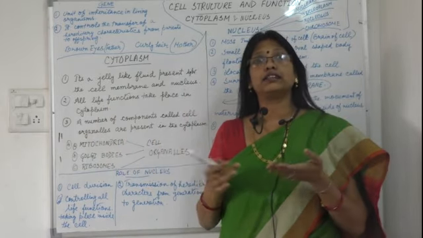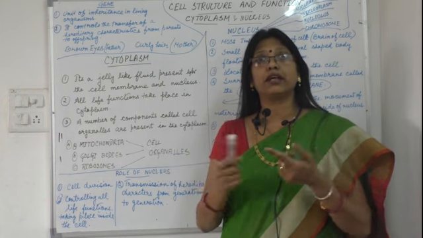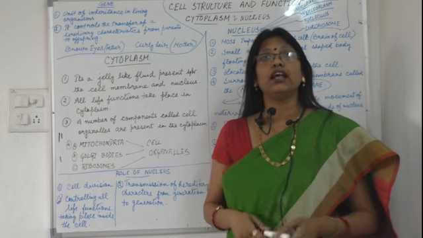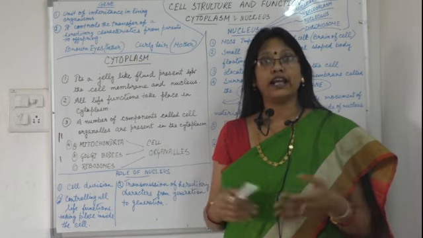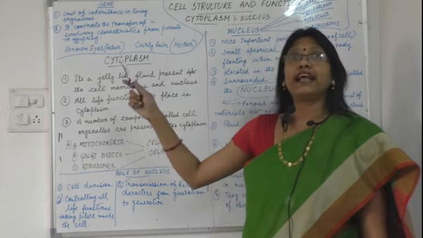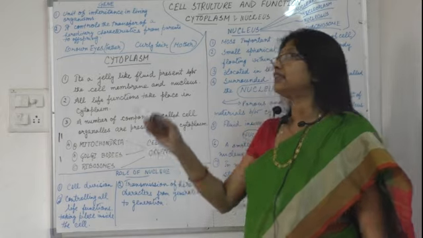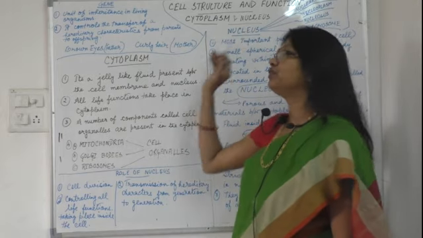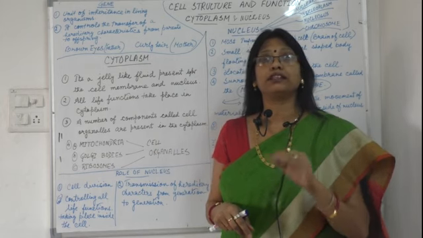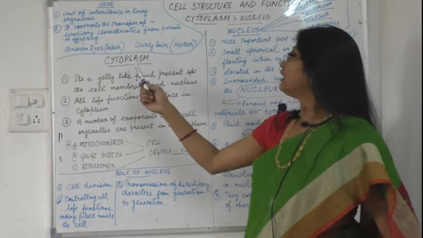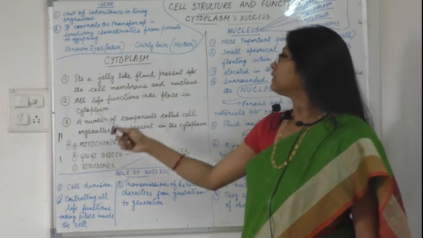As we discussed before, the cell membrane is the outer covering of the cell that protects the cell from outside danger. Inside the cell membrane there are two parts, that is cytoplasm and nucleus. So first let's discuss cytoplasm.